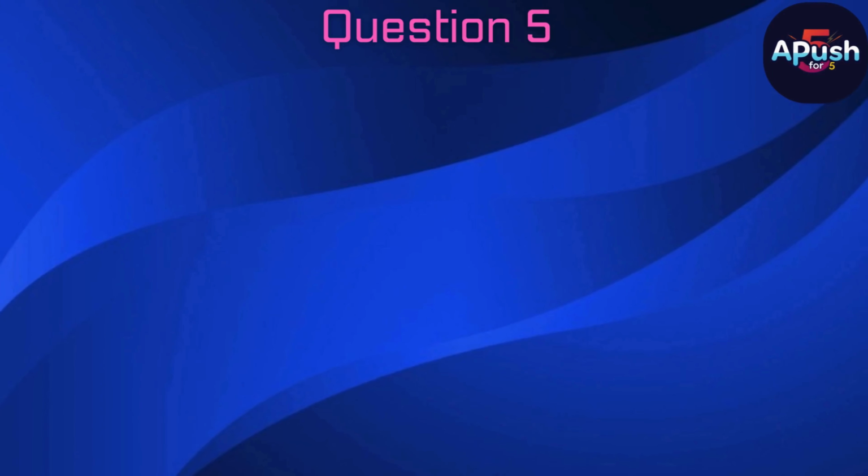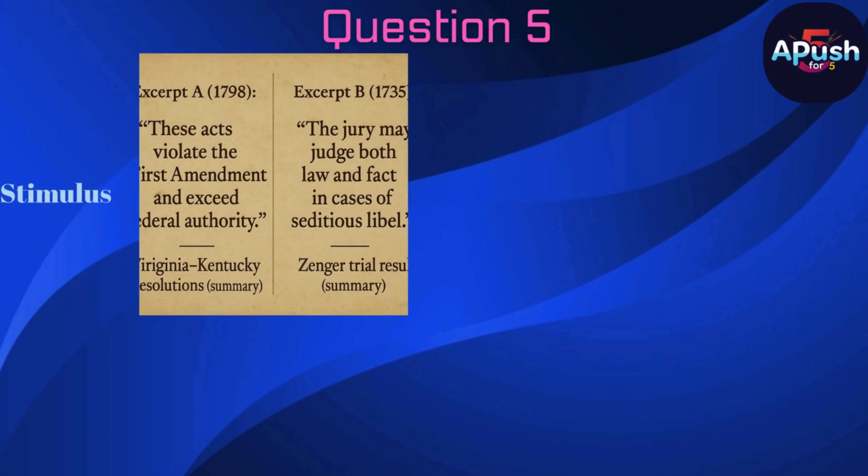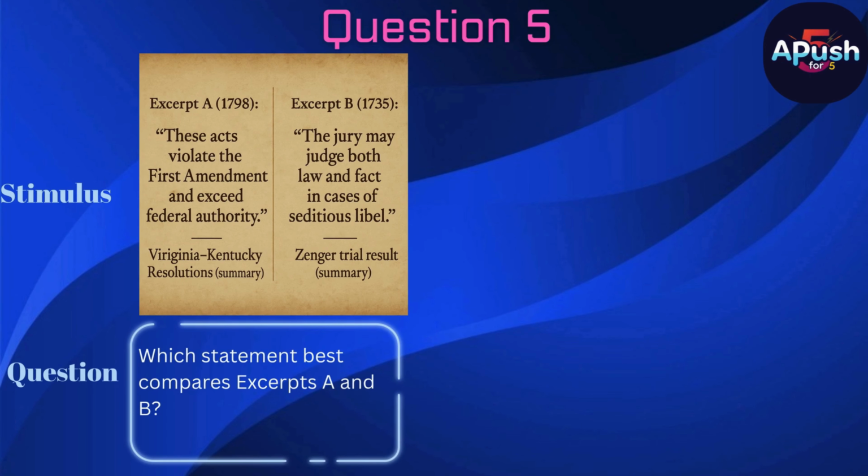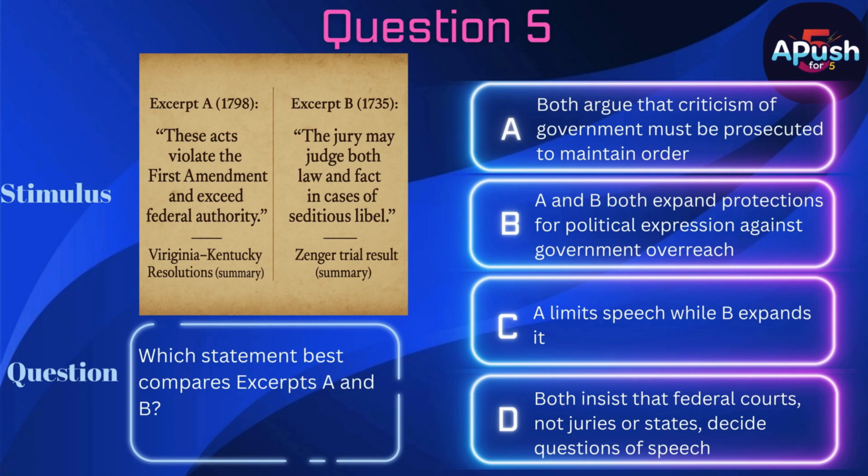Question 5. Stimulus. See excerpts. Which statement best compares excerpts A and B? A. Both argue that criticism of government must be prosecuted to maintain order. B. A and B both expand protections for political expression against government overreach. C. A limits speech while B expands it. D. Both insist that federal courts, not juries or states, decide questions of speech.